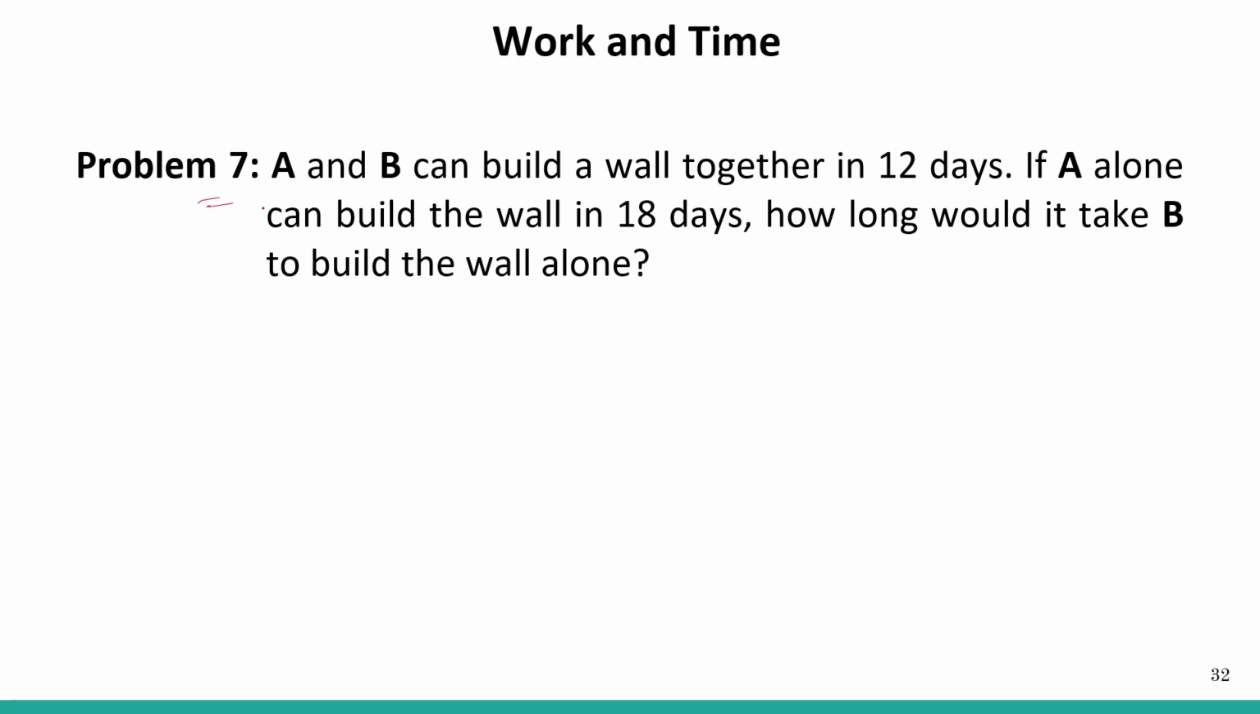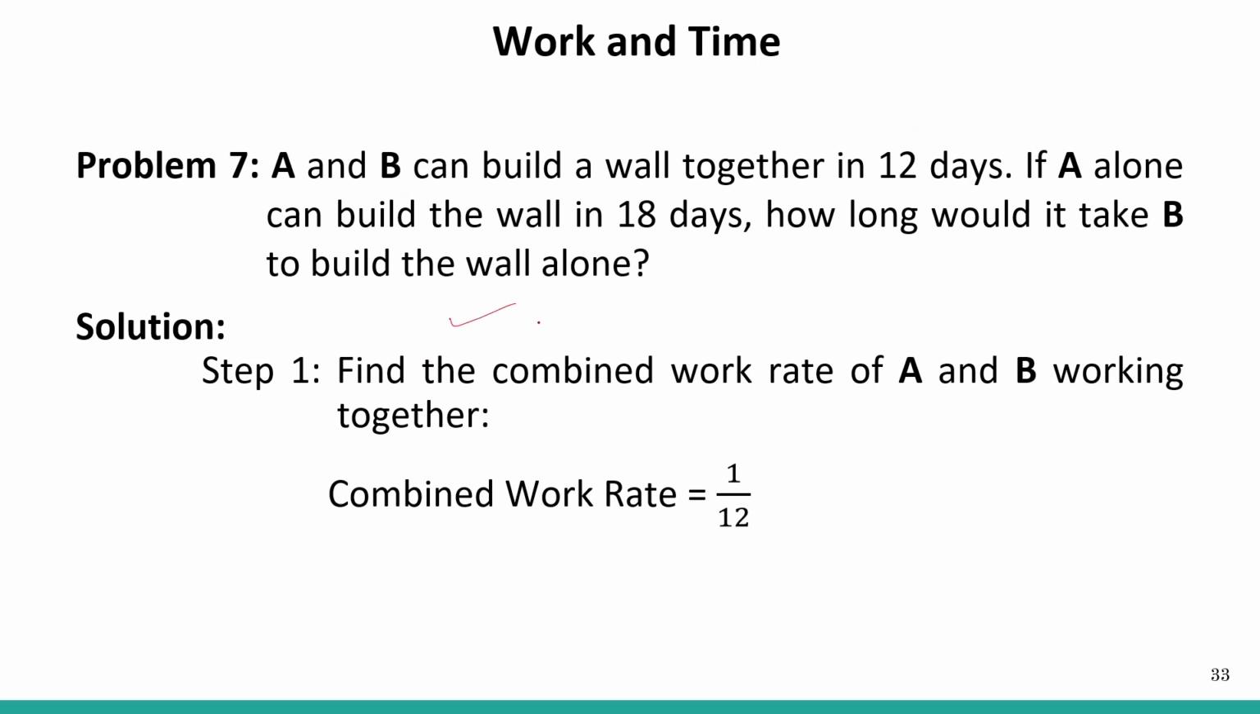So what it asks us is: A and B can build a wall together in 12 days. If A and B are combined together, then they can build the wall in 12 days. If A alone can build the wall in 18 days, how long would it take B to build the wall alone? Okay. So find the combined work rate of A and B working together.